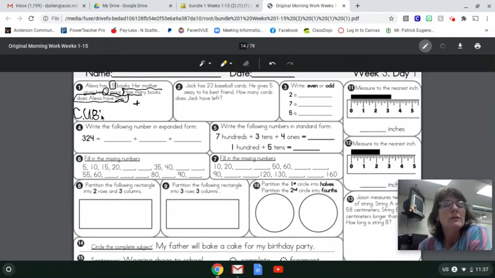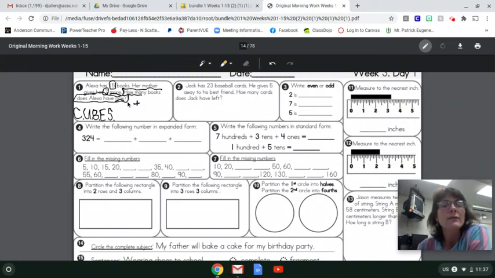The E in CUBES stands for extra information. If there's any extra information that you don't need, you're just going to cross it out. And we won't worry about the E too much here at the beginning. That's a little bit harder problem, throwing in some extra information. So we don't have any extra information there. The S stands for show your work and work out the problem and solve. Show your work and solve.